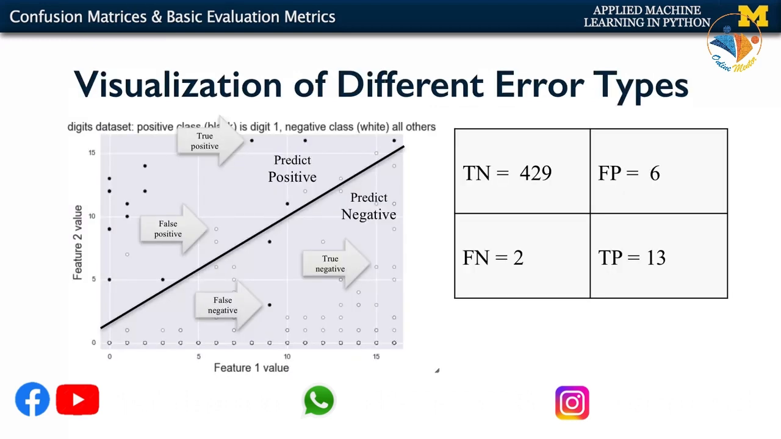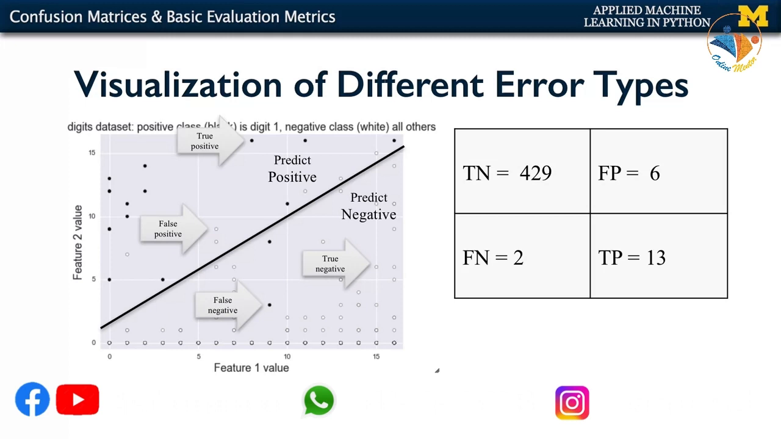Let's look at this classification result visually to help us connect these 4 numbers to a classifier's performance. What I've done here is plot the data instances by using 2 specific feature values out of the total 64 feature values that make up each instance in the digits dataset. The black points here are the instances with true class positive, namely the digit 1, and the white points have true class negative, that is, they're all the other digits except for 1.